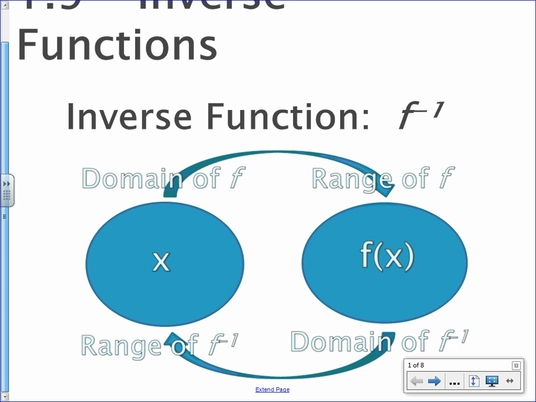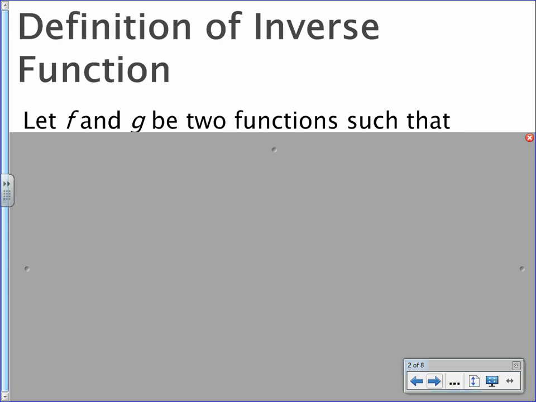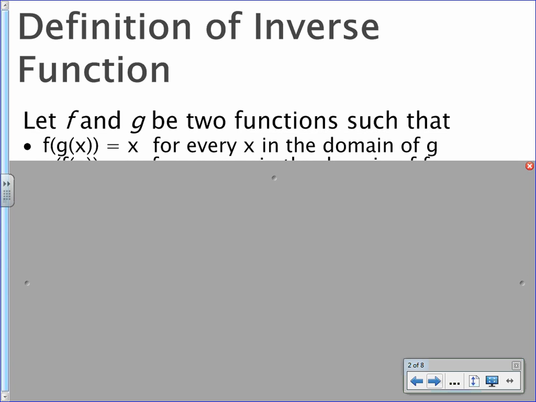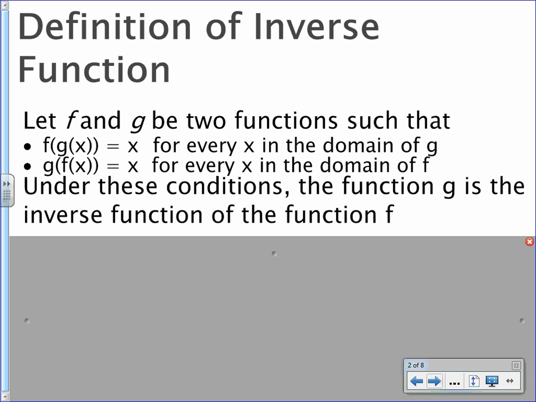So our definition of an inverse is this. We're going to have two functions, f and g. If f composed with g is x and g composed with f is x, then f and g are inverses. So on number 33, when we composed f with g and when we composed g with f, we got x for our answers. We proved in number 33, without you even knowing it, that those two functions were inverses of each other.